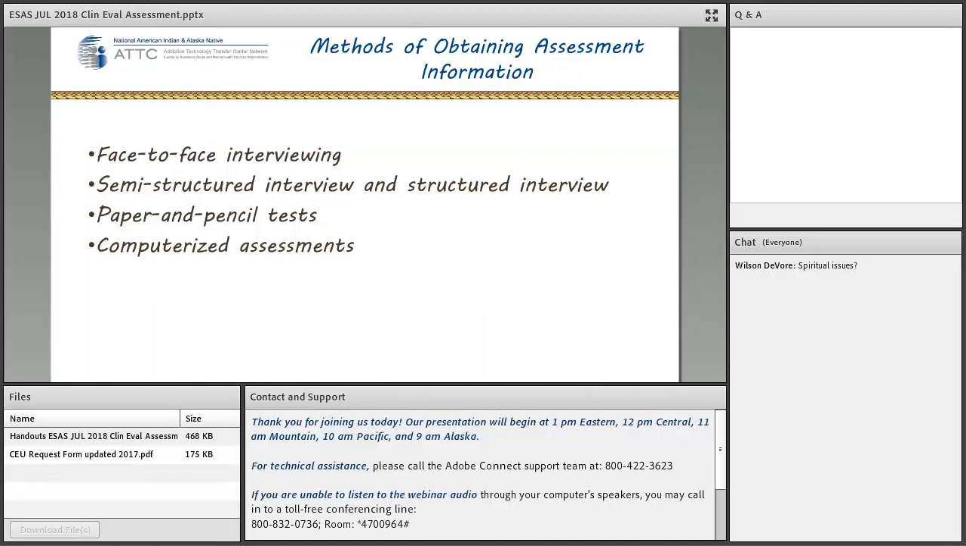Okay, so methods of obtaining assessment information. There's face-to-face interviewing, semi-structured interview, structured interview, paper and pencil tests, and computerized assessments.